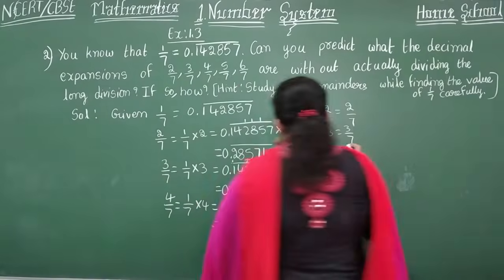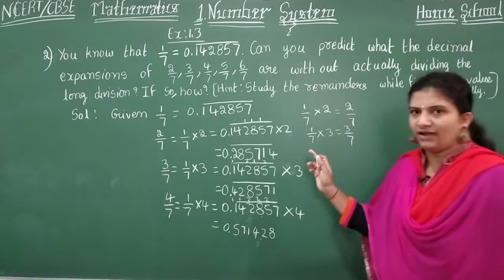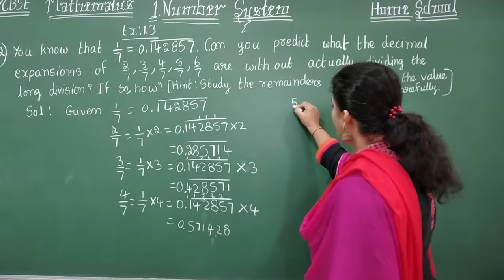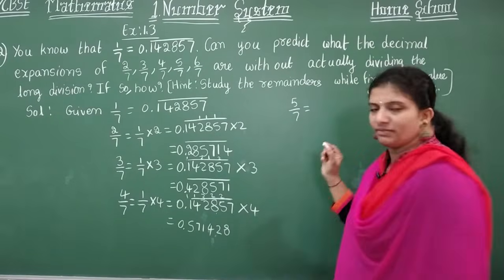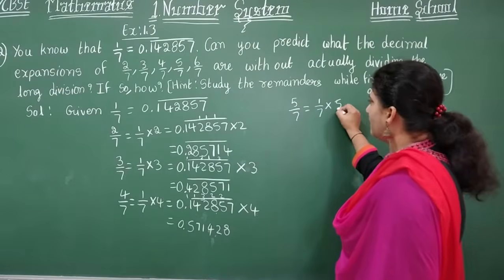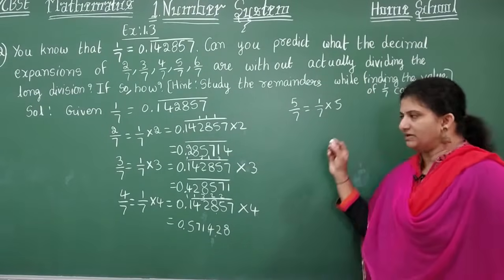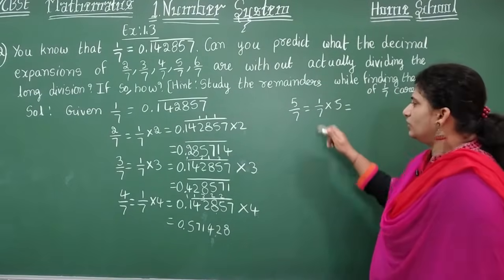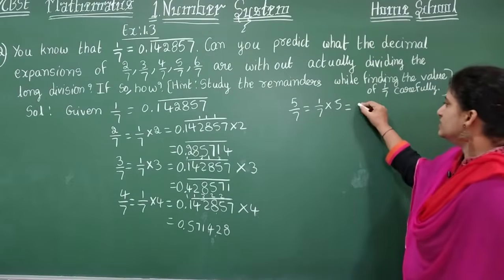Similarly, let's continue here, children. What is that? 5 by 7. How do you get the 5 by 7 value? For 1 by 7, if you multiply by 5, you are going to get 5 by 7. That is equal to, what is 1 by 7, children?